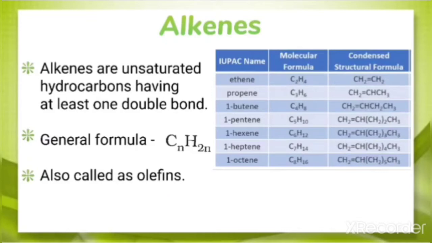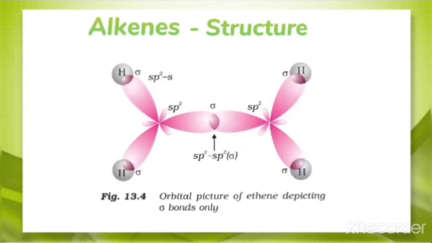Now let us discuss the structure of alkenes. Here we are discussing the structure of the first member of the alkene family, that is ethene. Ethene has 2 carbon, and each carbon is sp2 hybridized. So this is an sp2 hybridized carbon, and this one is an sp2 hybridized carbon. As we have already learned, this orbital picture of ethene shows the sigma bonds only.